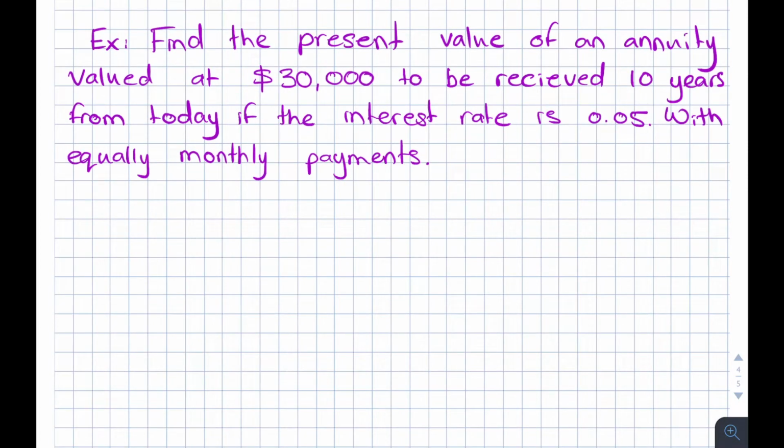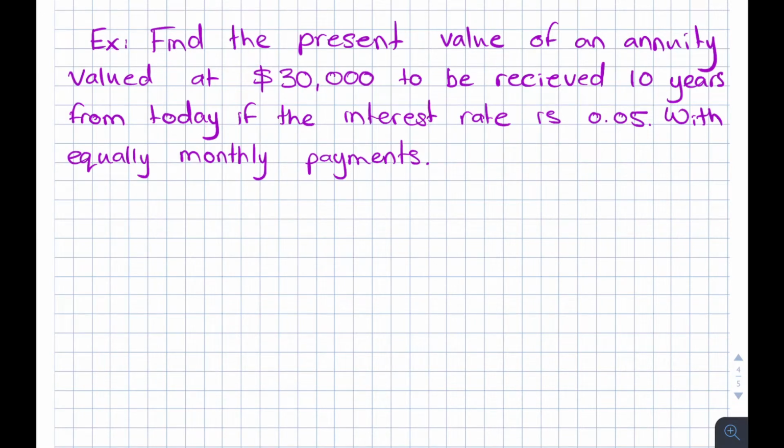Find the present value of an annuity valued at $30,000 to be received 10 years from today if the interest rate is 0.05 with equally monthly payments. If the annuity value is given, that means we need to solve for M in order to find the present value.